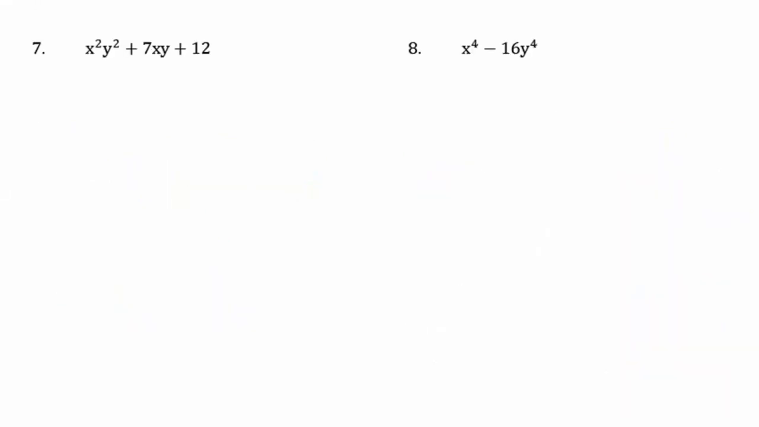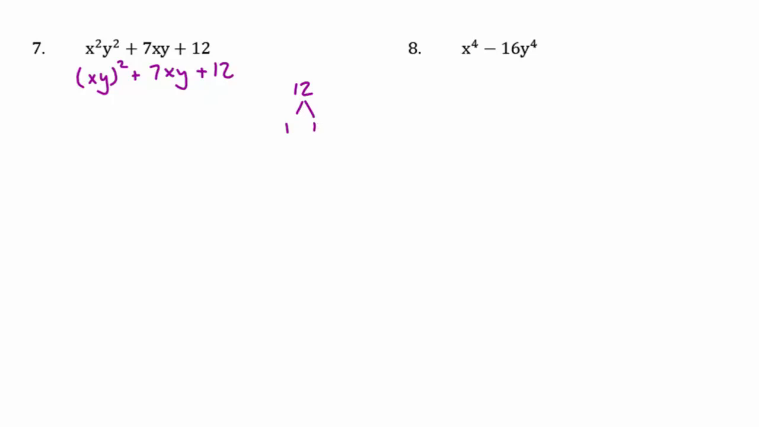Number 7. What if you have x squared y squared plus 7xy plus 12? Now it's a little tricky because we haven't seen x, y squared, but this is the same thing as xy squared plus 7xy plus 12. Like in the past, we have x squared plus 7x plus 12. So our xy is like our variable. So since the coefficient is 1 here, all we need to do is look at the 12. Are there two numbers that multiply up to 12 and add up to 7?